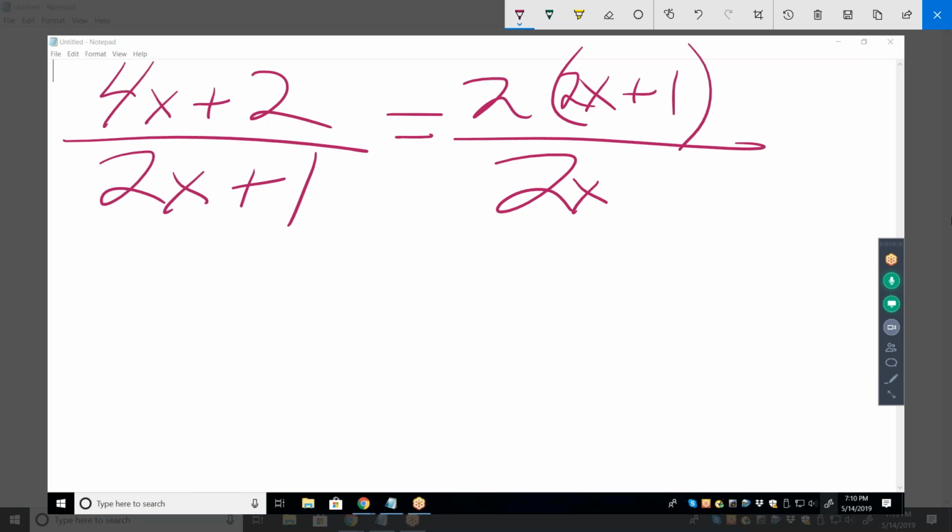Now what can I do? You can cancel out the 2x and the plus 1. You've got to be able to do both of them. You can't just do the 2x. It has to be the same thing. 2x plus 1 is the same as 2x plus 1, so that together is equal to 1. So this becomes 2.